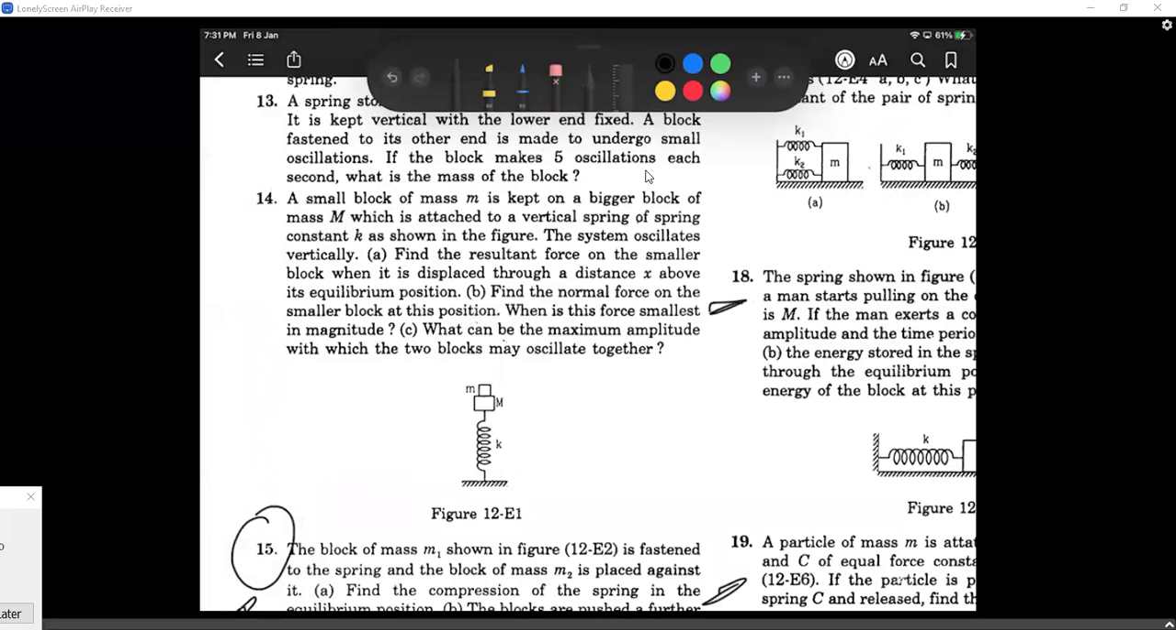Reading question number 14. A small block of mass m is kept on a bigger block M, which is connected to a vertical spring. The system oscillates vertically. Find the resultant force on the smaller block when it is displaced through a distance x above the equilibrium position. Now, again, find the normal force on the smaller block at this position. Find the force smallest in magnitude. Okay, what can be the maximum amplitude in which the block can oscillate together?